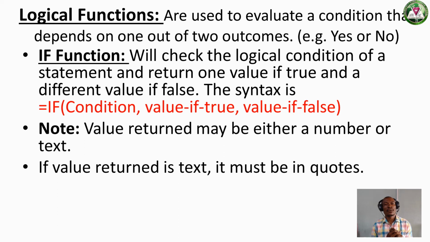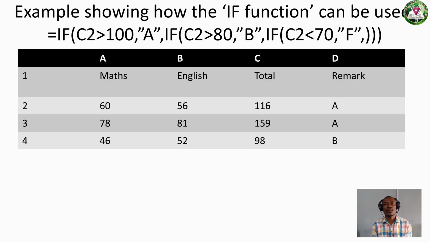Assuming you want to determine whether a student passed or failed, you can use pass or fail. If you want to use 70%, 80%, or you want to use grade A, B, C, D, with this function, you do that. If the value returned is text, it must be in quotes. So note that it must be in quotes. Now let's use this to show an example of how the IF function can be used.